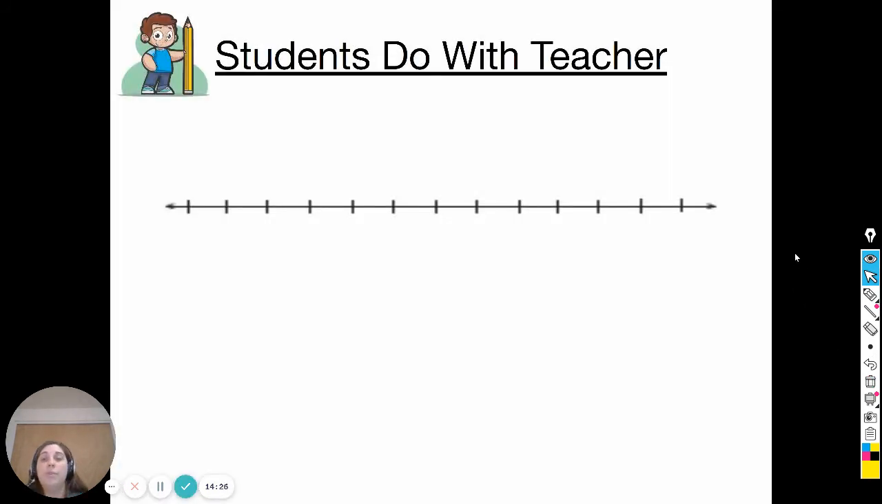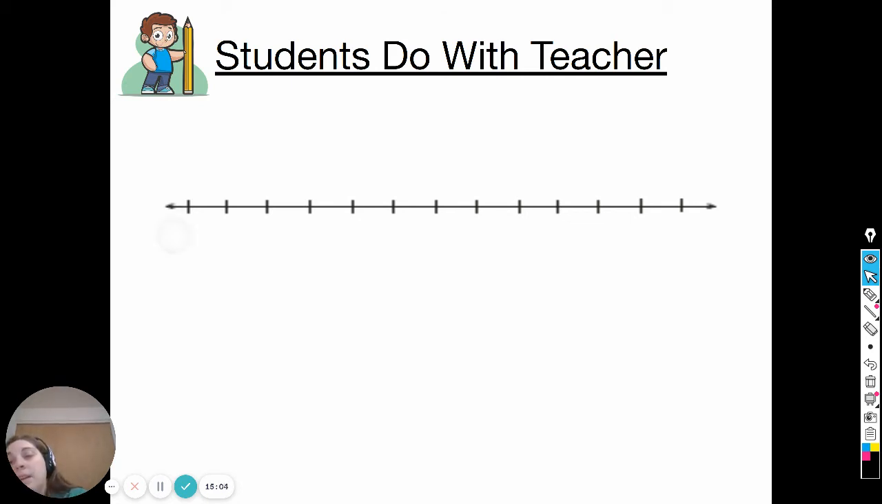Okay, now I'm going to have you do one with me. I want you to start with your number line. So make your number line go all the way across your board. Okay, and you're going to need 1, 2, 3, 4, 5, 6, 7, 8, 9, 10, 11, 12, 13 hash marks on there. So draw your number line, make it as long as you can so you have room. Make 13 hash marks on it. Try to make that evenly spread out.